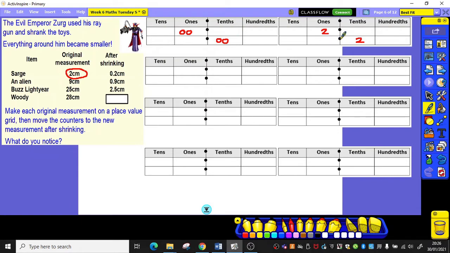And because I have to have a number before the decimal point, I'm going to need what we call a place value holder. So I'm going to draw a 0. Okay. So 2 divided by 10 has become 0.2.